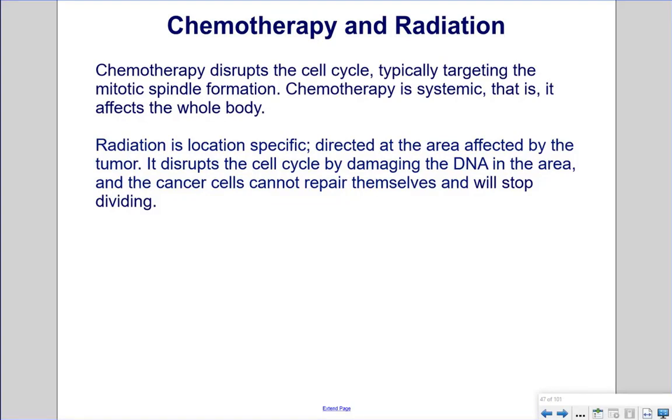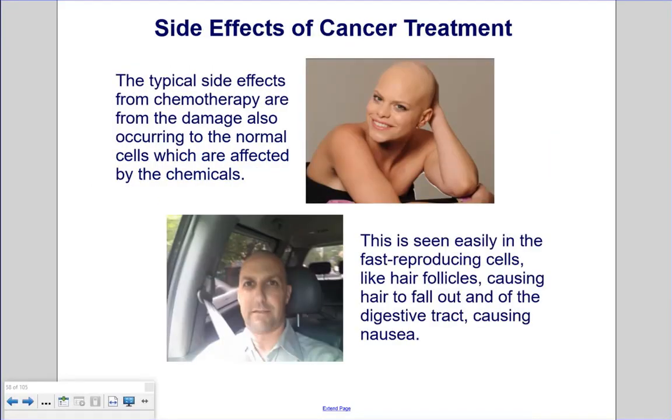Chemotherapy disrupts the cell cycle, typically targeting the mitotic spindle formation. Chemotherapy is systemic, that is, it affects the whole body. Radiation is location specific, directed at the area affected by the tumor. It disrupts the cell cycle by damaging the DNA in the area, and the cancer cells cannot repair themselves and will stop dividing. Side effects of cancer treatment.